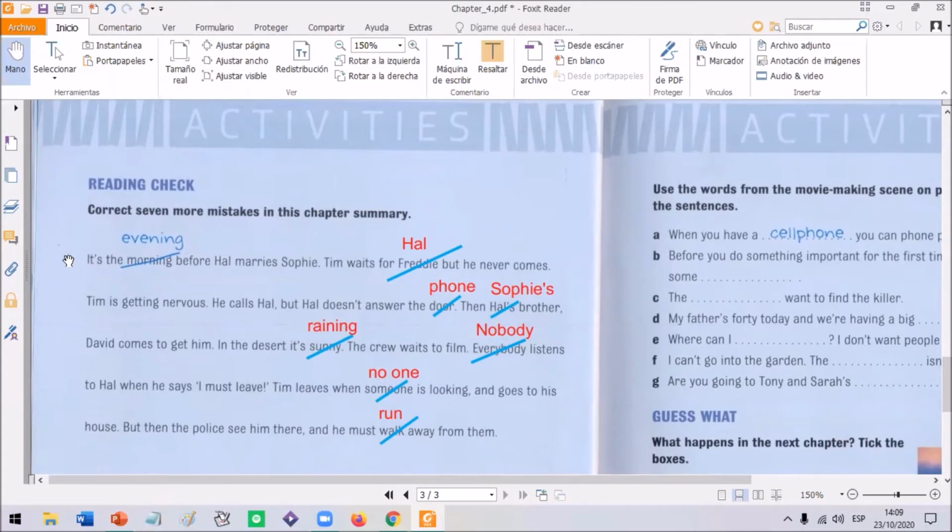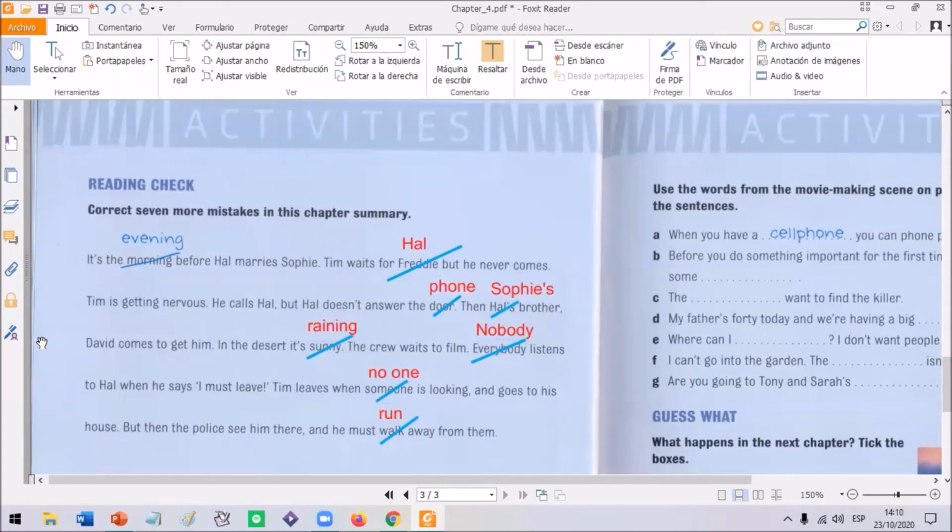It's the evening before Hal marries Sophie. Tim waits for Hal, but he never comes. Tim is getting nervous. He calls Hal, but Hal doesn't answer the phone. Then Sophie's brother, David, comes to get him.